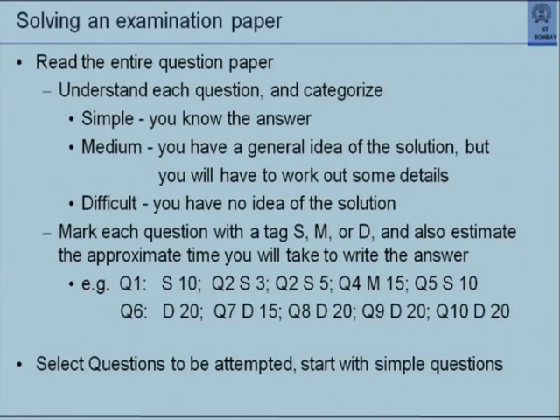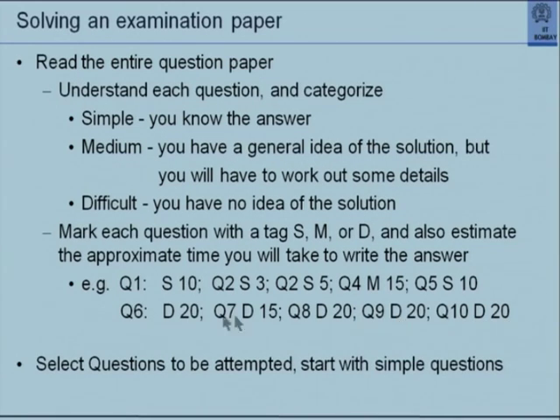And then write on your question paper against question number 1, you say simple, 5 minutes. Question number 2, simple, 10 minutes. Question number 3, medium, 15 minutes. Like I have written here. So, I am tagging this question 1, simple, 10 minutes. Question 2, simple, 3 minutes. Question 3, simple, 5 minutes. Question 4, medium, 15 minutes. Like that. Notice that questions become difficult naturally. And the time required is more.